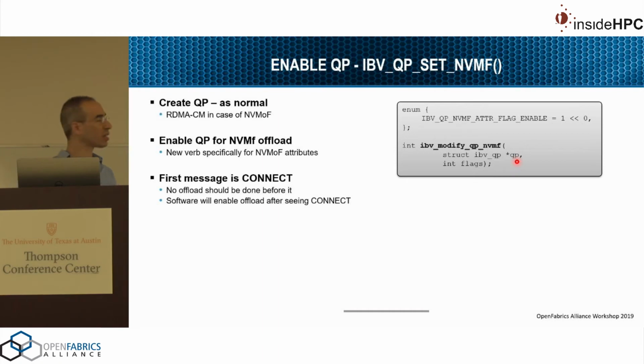And that's the last phase, which is to enable the QP. We modify the QP as we do for send operations. We modify the QP to RTS, ready to send, which is the last state to have the QP ready for communication. In NVMe Over Fabrics, we actually modify it to be offload ready.